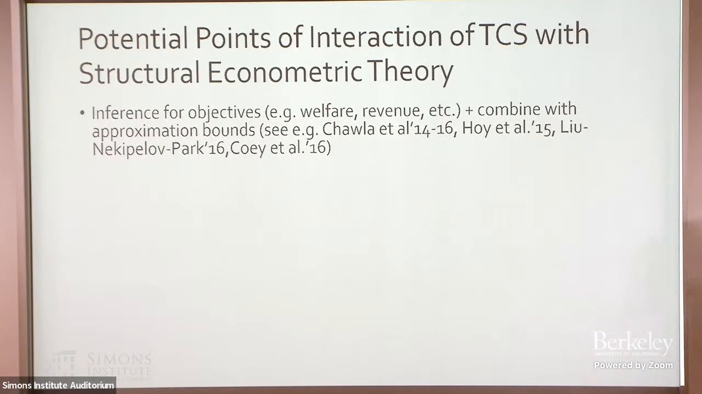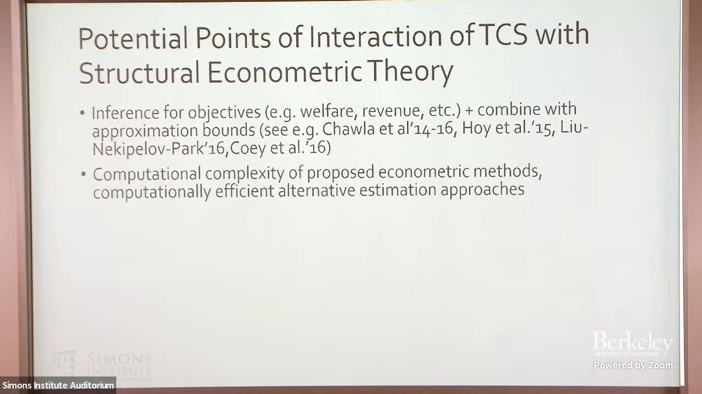So let me conclude. What I think are some potential points of interaction between the TCS community and the structural econometric theory literature: things that have already been done so far are in terms of objectives like welfare and revenue, combined with approximation bounds. So these are some papers that have already been there. So instead of looking at recovering distributions of values, we can just look directly at whatever you're trying to maximize.